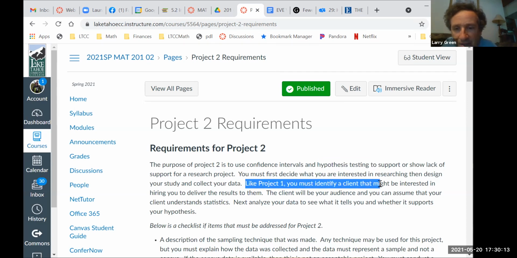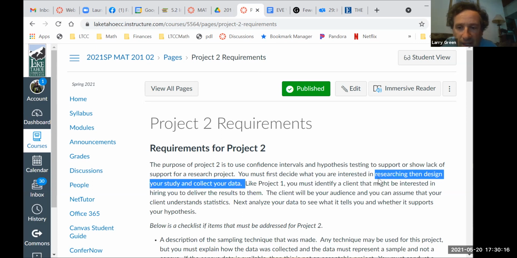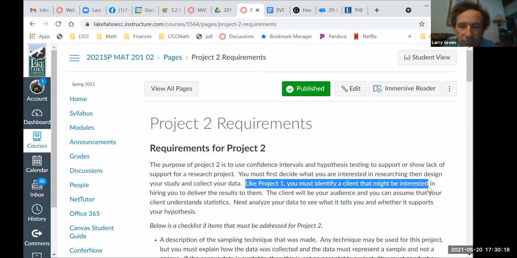Like project 1, you have to identify a client that might be interested in what you're doing. You don't really have to find a client. That's hypothetical. If you want your client to be Newsom, or if you want your client to be Biden, for example, that's fine. Doesn't mean you have to go talk to Biden. Be cool if you could, but good luck. But you can pretend it's Biden, or whoever it might be. Okay, so a client that would be interested in what you're doing. Any questions on that piece?